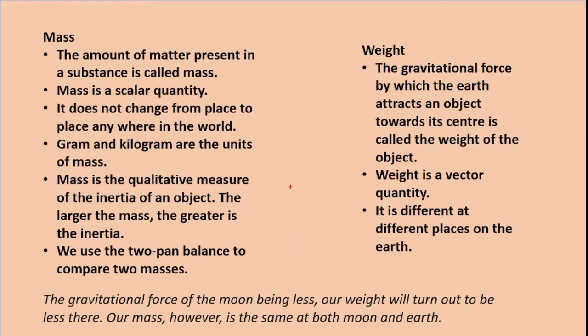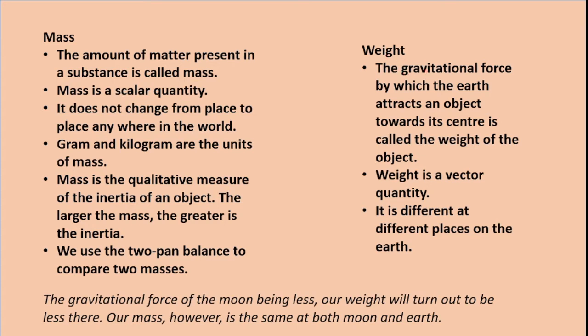Mass. The amount of matter present in a substance is called mass. Mass is a scalar quantity. It does not change from place to place anywhere in the world. Gram and kilogram are the units of mass. Mass is the qualitative measure of the inertia of an object. The greater the mass, greater is the inertia. We use two-pan balance to compare two masses.